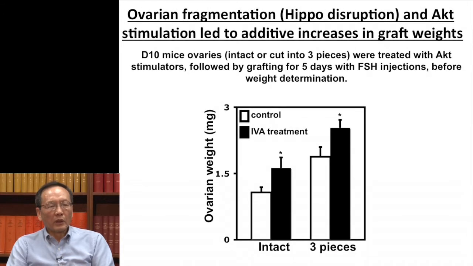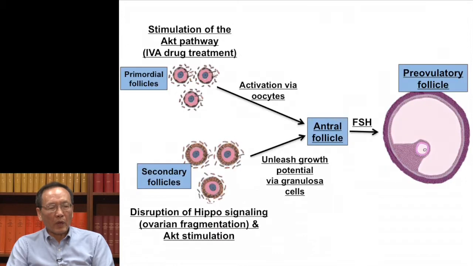And using the rodent model again, you can see the original data was using intact versus 3 pieces, the open bars, that cause increase in follicle growth. And then for the intact one, we add the IVA drugs, and it will grow even more. And then for the 3 pieces, we add IVA drugs, it will also grow further. So this really proves that the clinical condition is due to the activation of the follicle growth by the drugs as well as by the Hippo signaling disruption.